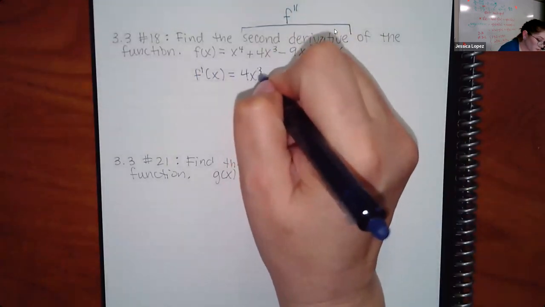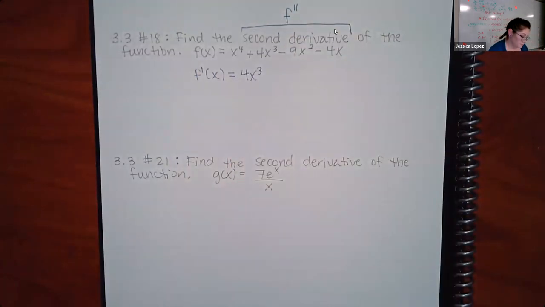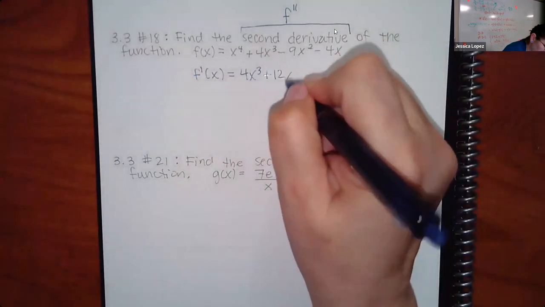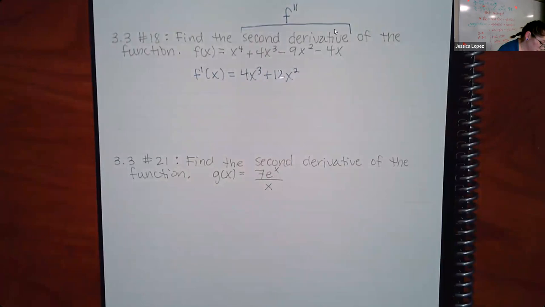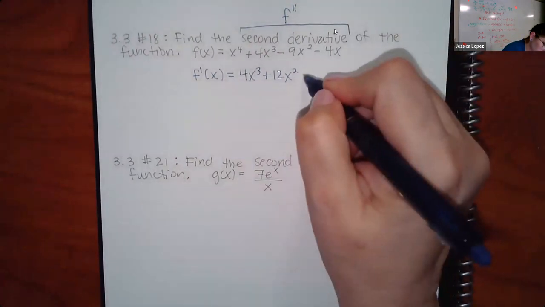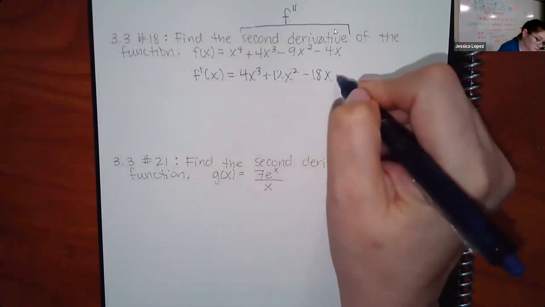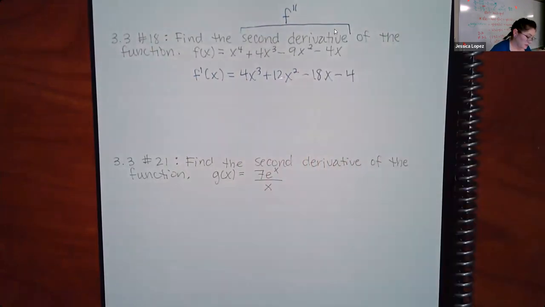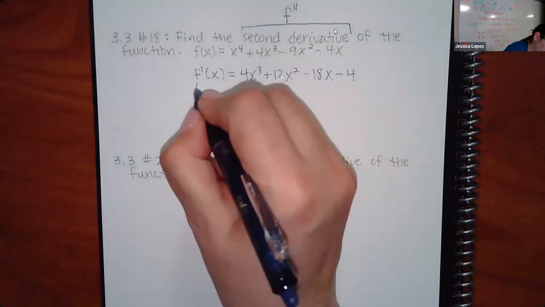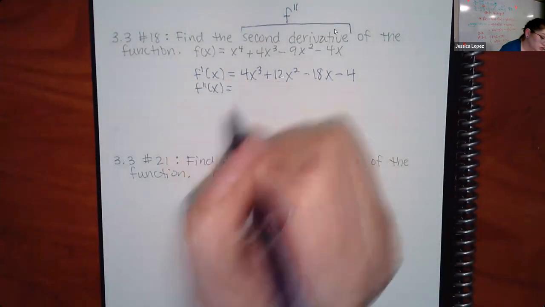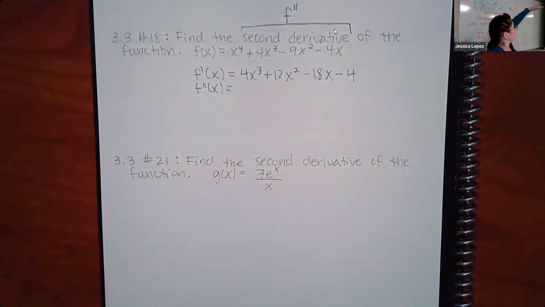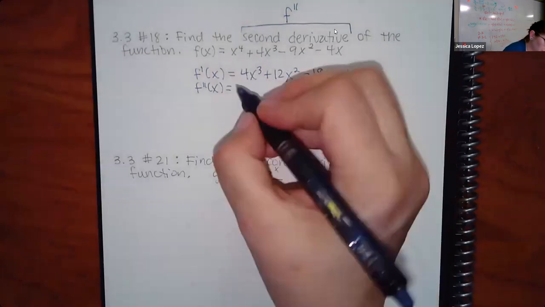Four x to the third. Yep. You got it. But that's only one prime, right? So let's get our double prime. And we're just basically taking the derivative of that previous line. So what would the derivative be?